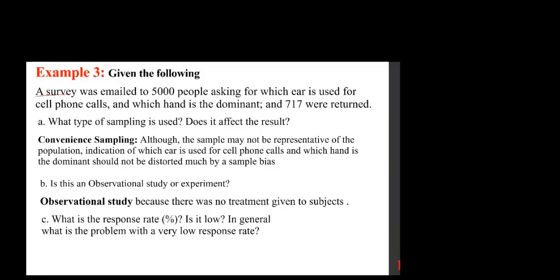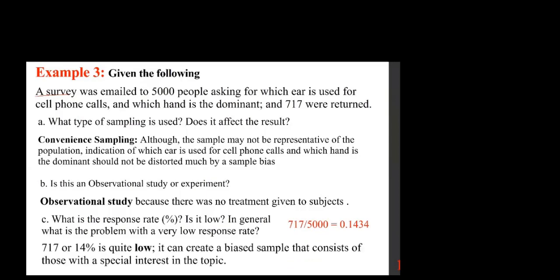And what about part C? How do we calculate that? You divide 717 by 5,000? Perfect. And that's about 14.34%. It is low, but depending on the subject of interest, it is biased because people just answer if they are interested in the subject.